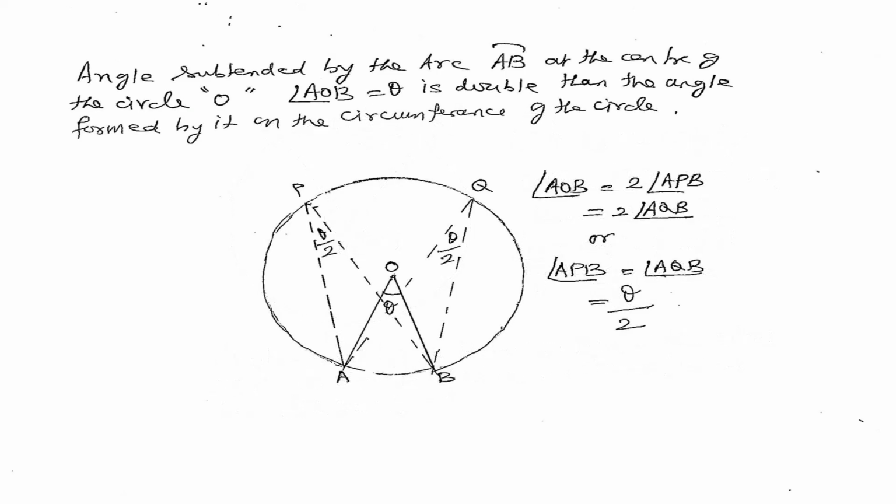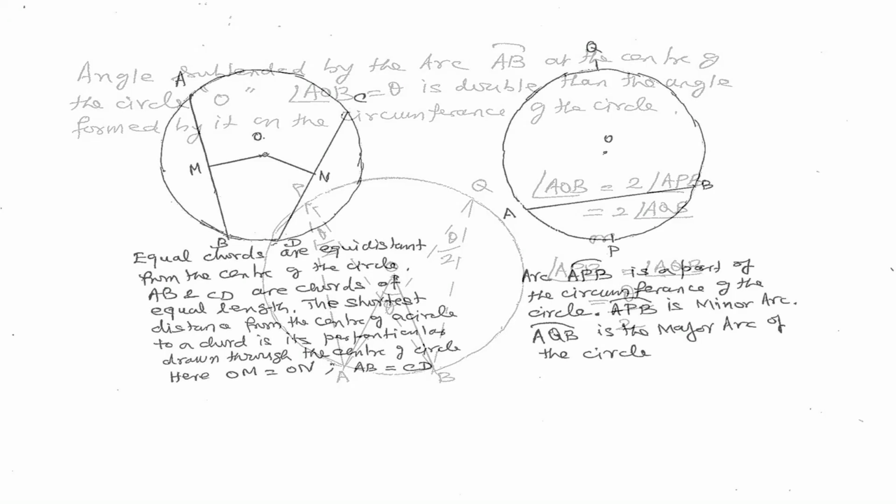Angle subtended by the arc AB at the center of the circle is always double the angle framed by it on the circumference of the circle. Here, angle AOB is equal to theta, angle AOB is equal to 2 angle APB, which is equal to 2 angle AQB, or angle APB is equal to angle theta by 2.